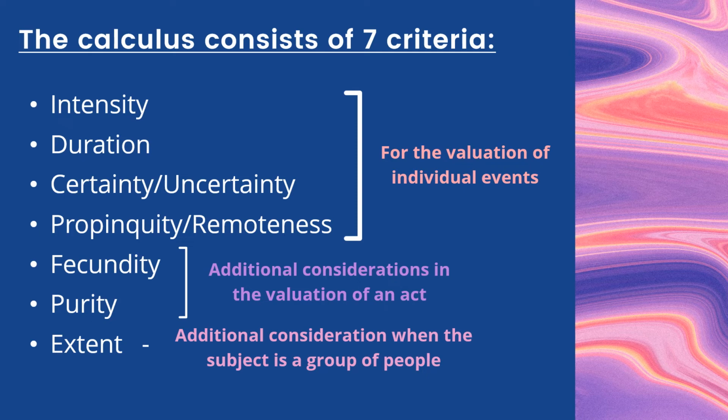In the case where the one being given value is an act or particular action, 2 more considerations are added to the list, namely fecundity and purity. Likewise, when the situation that needs to be given value of involves a group or a number of people, 1 more consideration is added to the list, and this is known as the extent. But what do these criteria mean exactly? Let us explore that idea in the next slide.